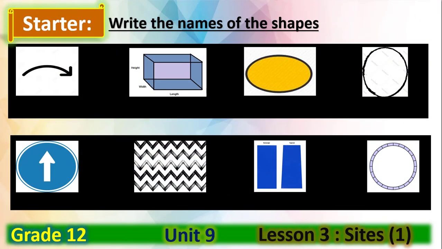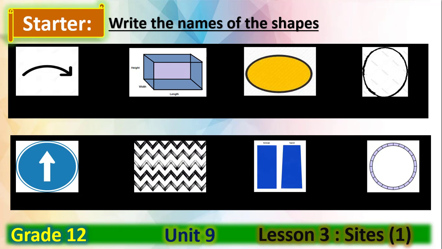Starter. Write the names of the shapes. All you have to do in this exercise is to try to remember the shapes which we studied in the previous lesson, and try to write the names under each picture. You have 3 minutes to do the activity, and when you finish, please play the video again to check your answer, and you can start now.